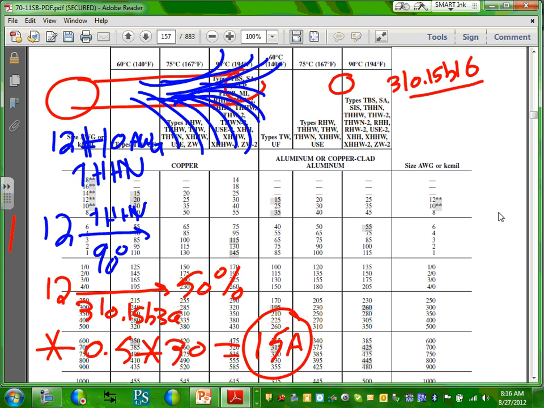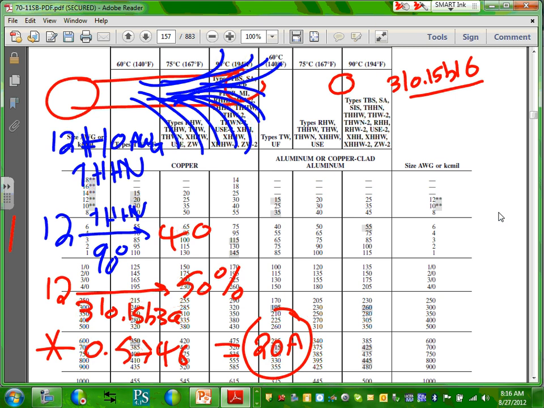This would be then 40, thank you. And this will be 40. And this will be 20. Thank you, 20. I looked at the number 12 instead of number 10. I should have used number 10. Okay, 20 amps. Everybody got that calculation?